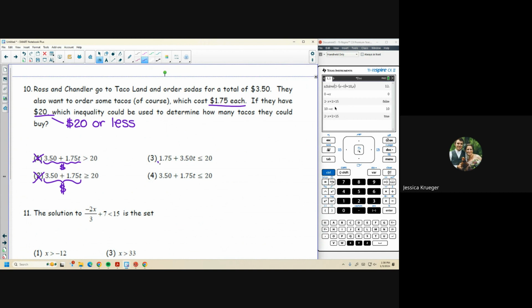So in choice 3, what they're spending is less than or equal to 20. And in choice 4, what they're spending is less than or equal to 20. The key is, does T, my variable T, which would be the number of tacos, go with the 350 or the 175? Well, the tacos are 175 each. So it has to be choice 4. T needs to go with the cost of each taco.